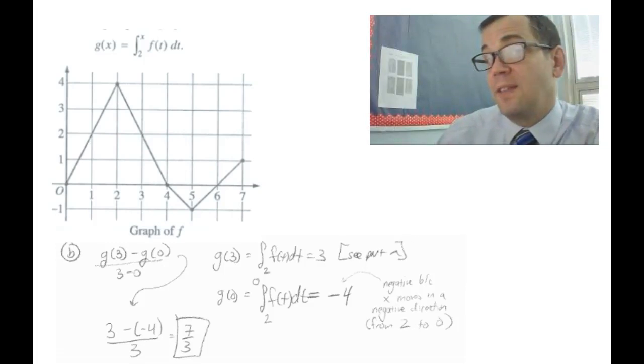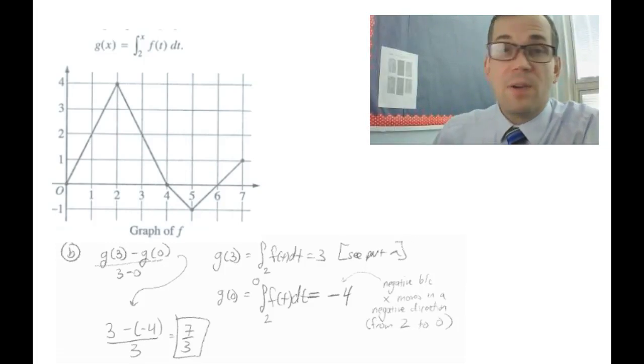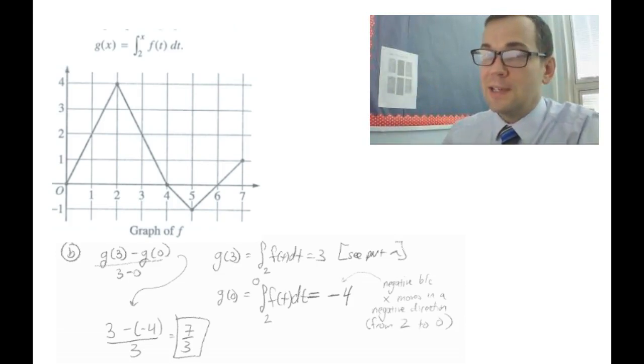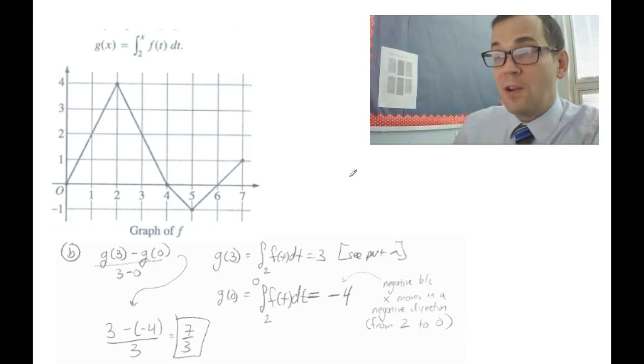For part B, we're asked to find the average rate of change of g from 0 to 3. If I think back to the first semester, the average rate of change is the slope of the endpoints. So I'm going to need to figure out what g of 0 is. I need to figure out what g of 3 is, and then it'll be g of 3 minus g of 0, all divided by 3 minus 0.